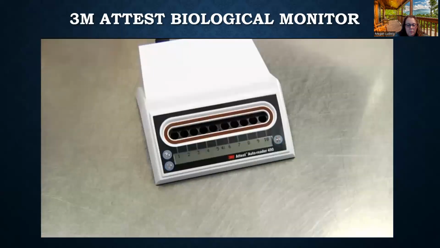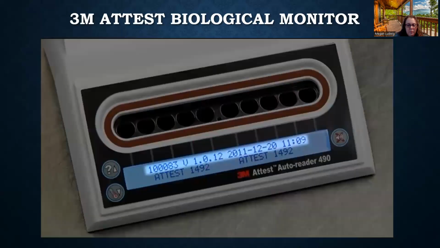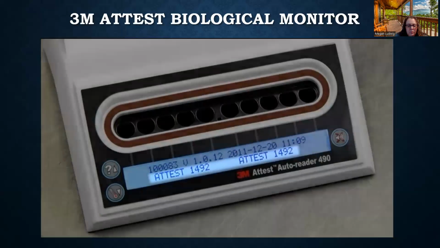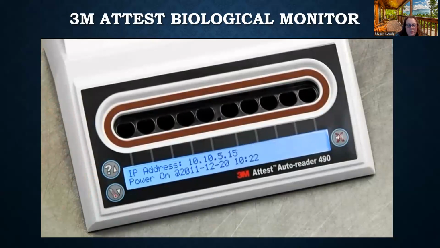When you press the information button once, the LCD display gives the A-Test Auto Reader 490 serial number, the version of the embedded software, and the current date and time. The bottom row shows the configuration for the BI incubation wells. Press the information button twice to display the IP address if the unit is connected to an Ethernet jack, and the date and time that the Auto Reader 490 was last powered up.